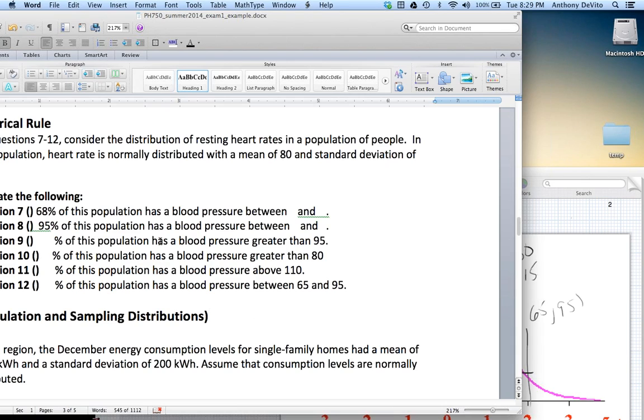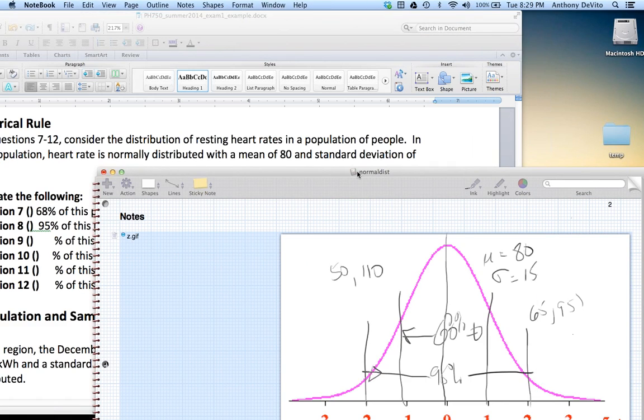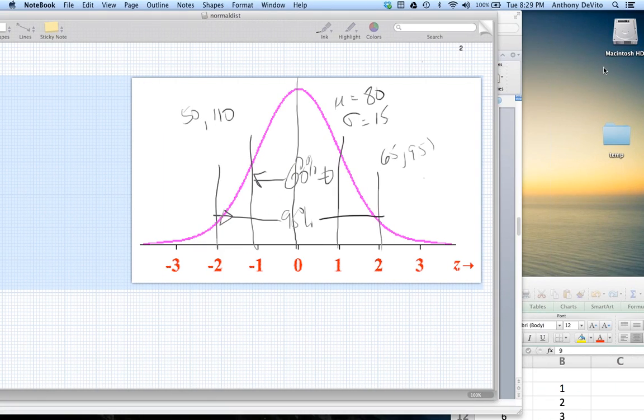Okay. Percentage of this population that has a blood pressure greater than 95. So I'm looking for a blood pressure greater than 95. 95 sounds familiar. 95 was right here. It was one standard deviation. So the percentage with blood pressure greater than 95 is this area in here. Anybody want to hazard a guess as to what that area is? Okay, it's going to be 16%. In other words, this area greater than 95, which is one standard deviation above, is equal to 16%.